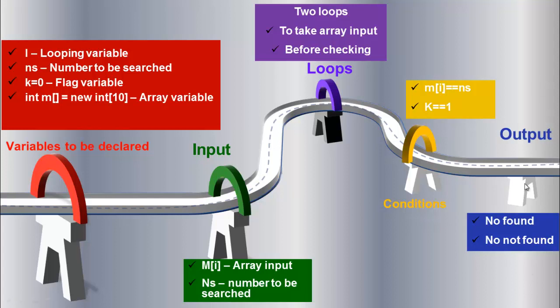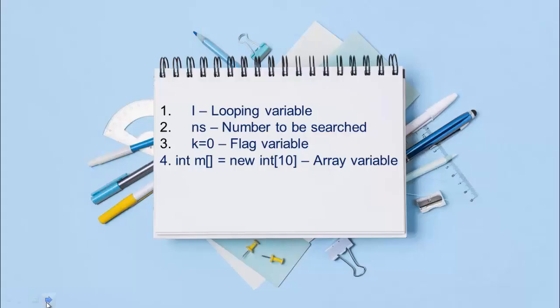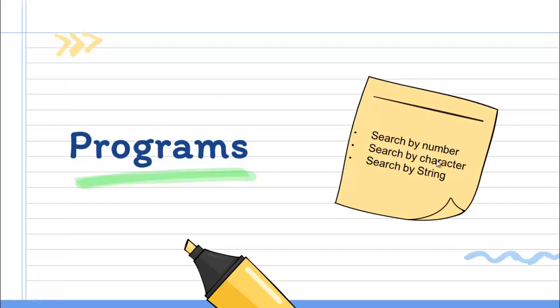Okay, the fifth one is the output. The output will say whether the element is found or not found. These are the variables as we have discussed: four variables, I, ns, k equal to 0, and m of I, that is the array variable.